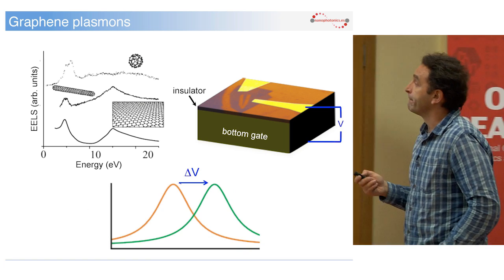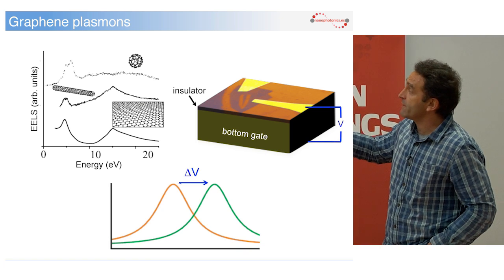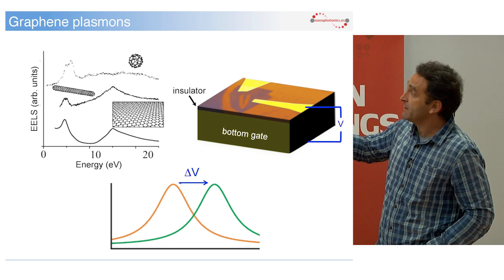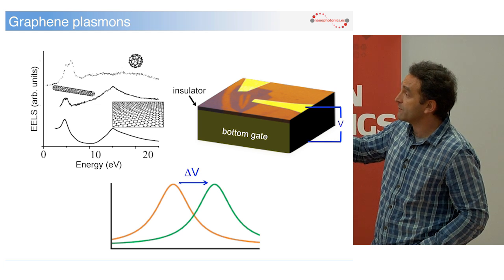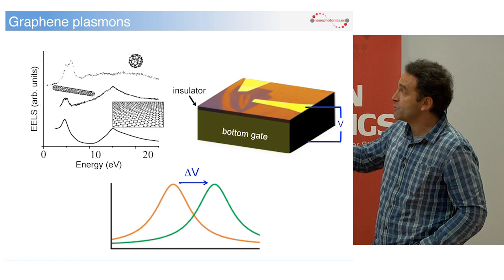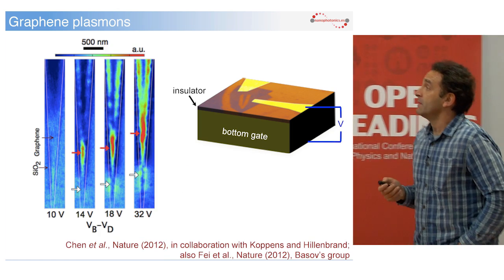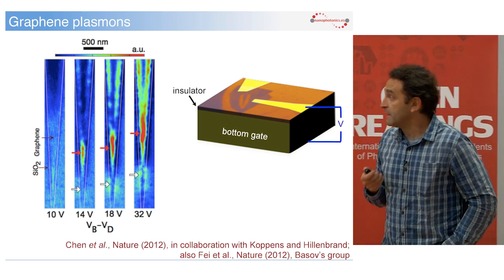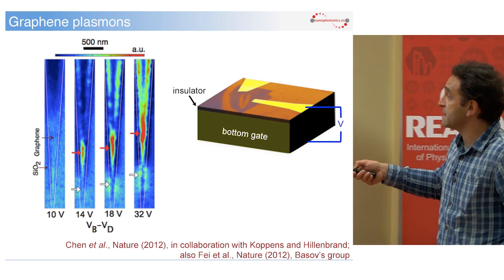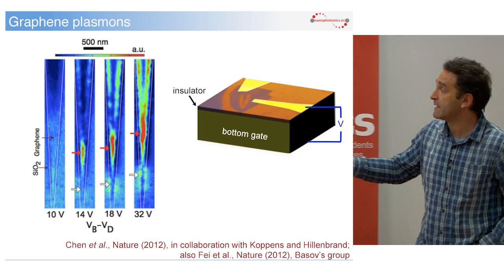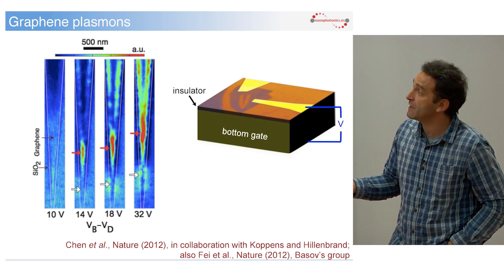Okay? So what happens when you move the potential that you apply is that this feature moves up and down. This feature moves up and down. So you essentially can tune them by applying a different voltage. This was demonstrated a few years ago, in collaboration with the groups of Frank Koppens and Rainer Hillenbrand.